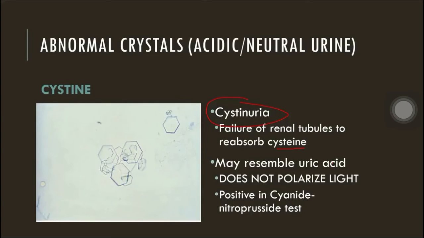Cysteine may resemble uric acid, specifically yung six-sided shape na uric acid. So how will you differentiate cysteine from uric acid? Cysteine does not polarize light as well as soluble sa HCl or hydrochloric acid. And take note, positive sa cyanide nitroprusside test. Take note, positive in cyanide nitroprusside test.